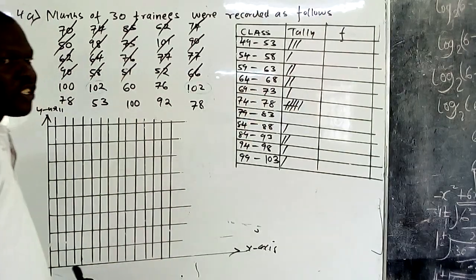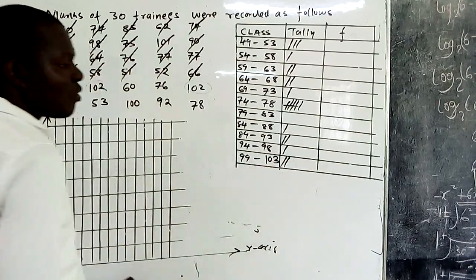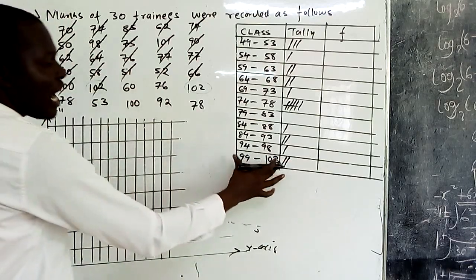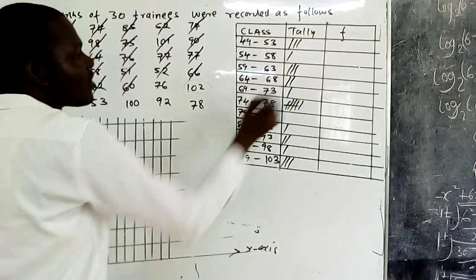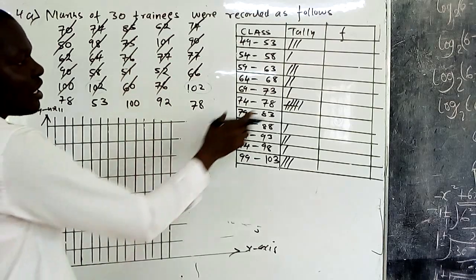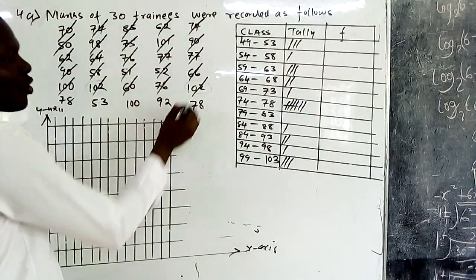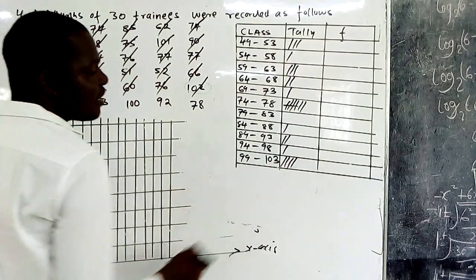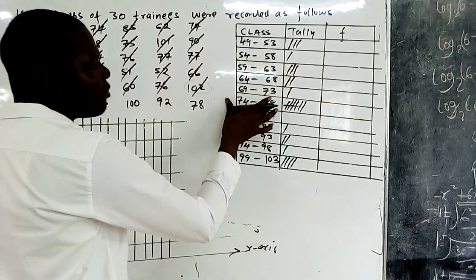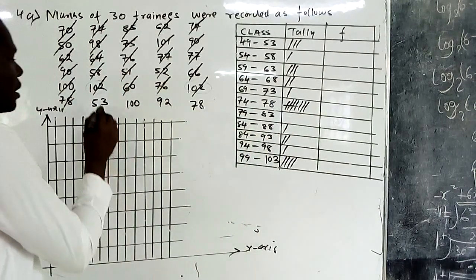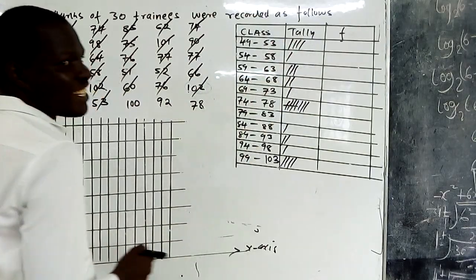Between 64 to 68. Move on, 100 is between 99 to 103. 102, again it's in this class. 60 is between 59 to 63. 76 is between 74 to 78. 102, between 99 and 103. 78, between 74 to 78. 53, between 49 to 53.